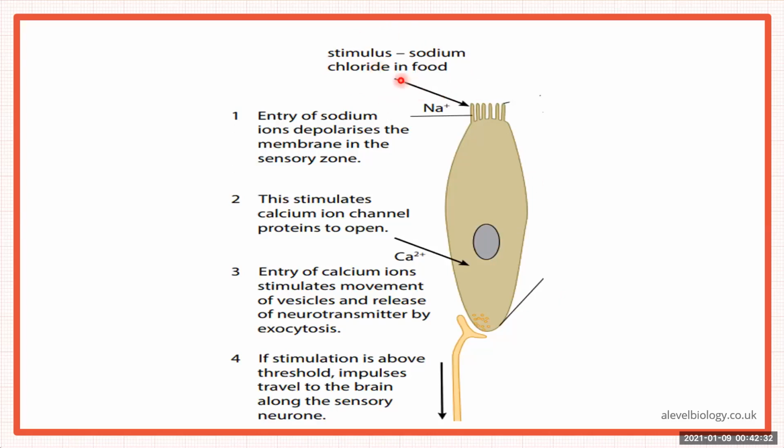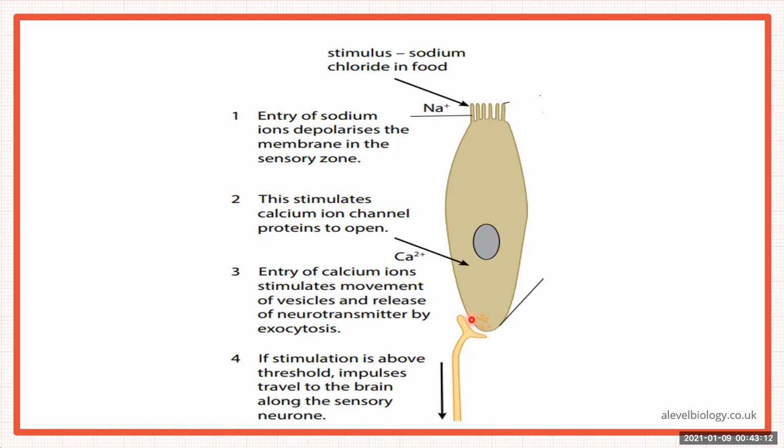So this is sodium chloride, which is in the food, right? It diffuses in, this is a microvilli. So if the sodium ions diffuse in, they depolarize the membrane in the sensory zone. As they become depolarized, this stimulates the calcium ion channels which are here on the outside. So they open, and this allows the calcium to enter into the cytoplasm here. What happens because of that? These vesicles, which are already there in the cell, right? They contain neurotransmitters. But because of the entry of calcium, it causes these vesicles to fuse with the membrane. And through exocytosis, they release the neurotransmitters here.